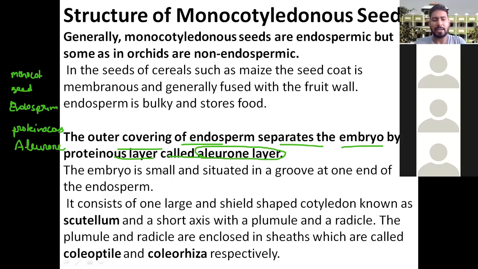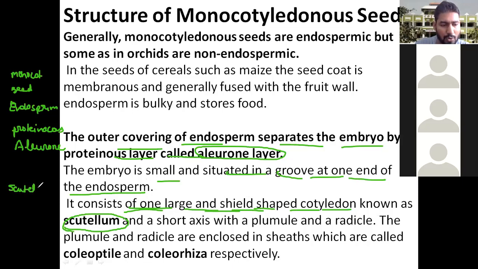The embryo is small and situated in a groove at one end of the endosperm. It consists of one large shield-shaped cotyledon, which is known as the scutellum. Very important, this is a PYQ. So scutellum is the characteristic of the monocot. Monocot seeds have a large, shield-shaped cotyledon, that is called the scutellum, and a short axis with the plumule and radicle.